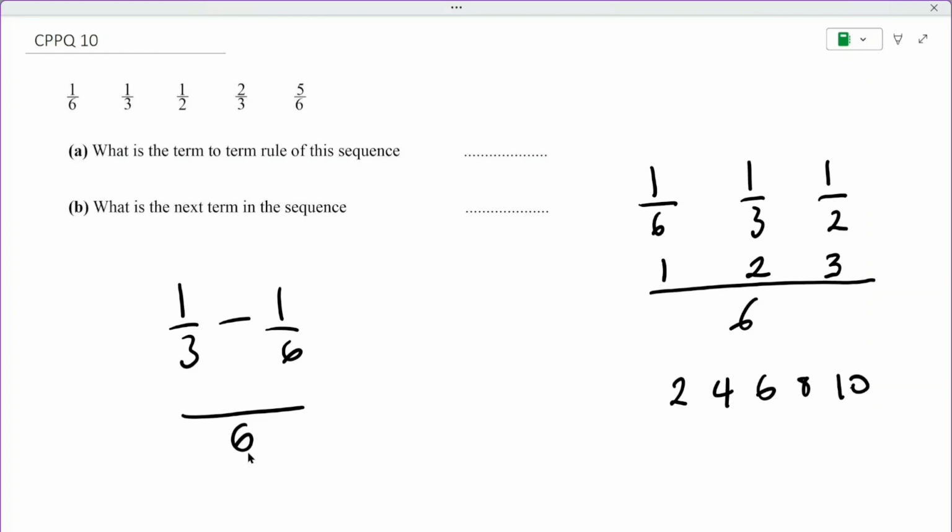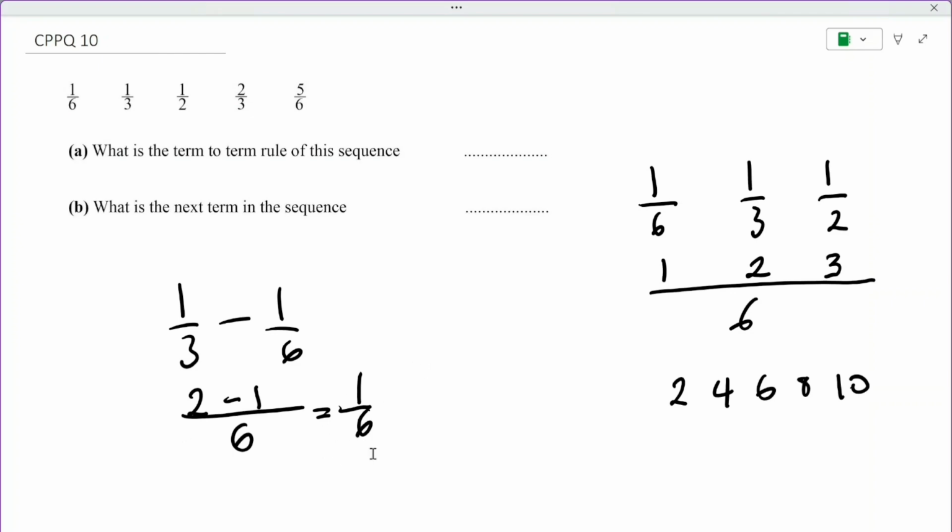We go with this first. 6 divided by 3, that's 2. 2 times 1, 2. Minus 6 divided by 6, 1. 1 times 1, that's 1. This equals 2 minus 1, that's 1 over the denominator, which is 6.